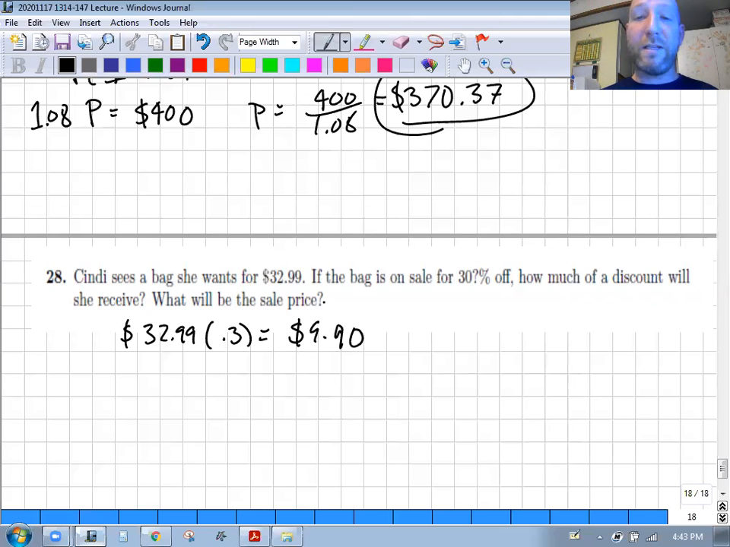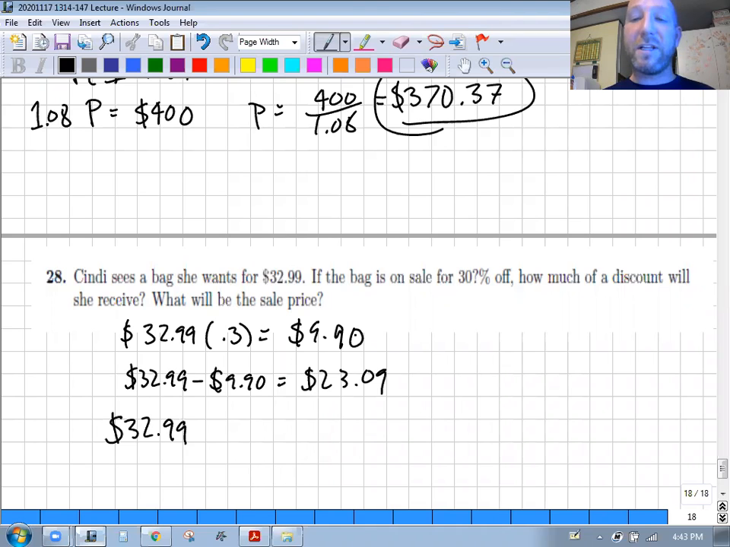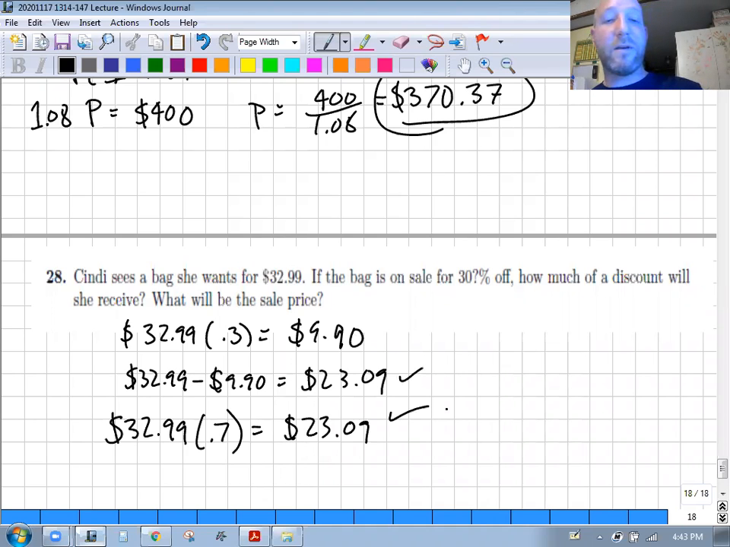What will be the sale price? Well, you can either take $32.99 and subtract $9.90, right? Which is $23.09. Or you could say, okay, here's the original price. Since it's 30% off, we're only paying 70% of it. So we go 32.99 times 0.7, and we still get 23.09. Either way, you get the same amount.